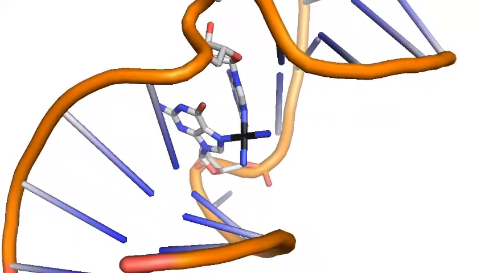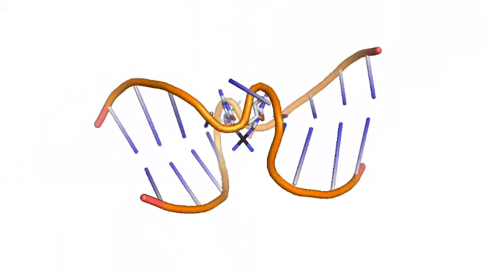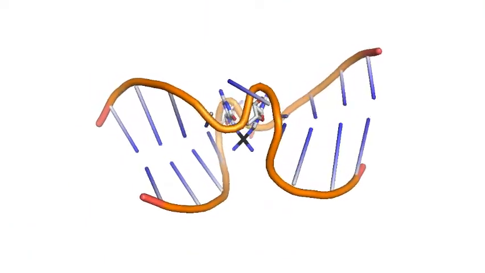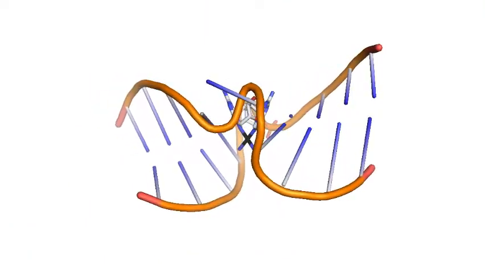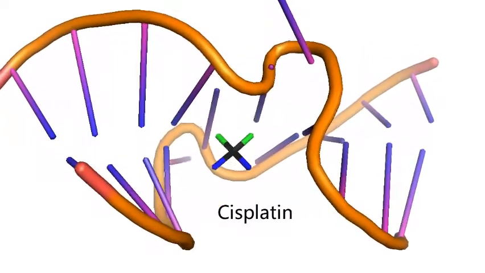So here we can see the cisplatin bound to the guanine bases in DNA, and it's this kinked structure which is typical of cisplatin. Now cisplatin has two chlorine groups. They're shown in green next to each other.